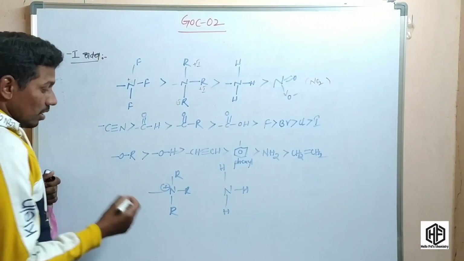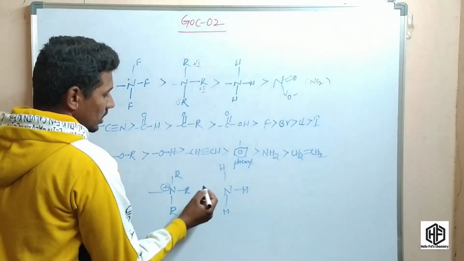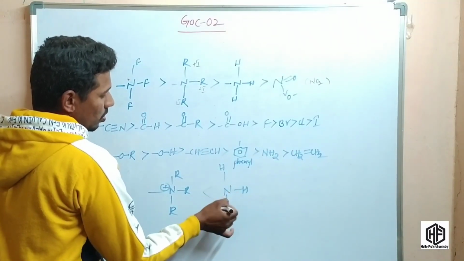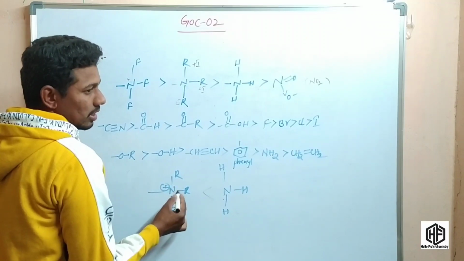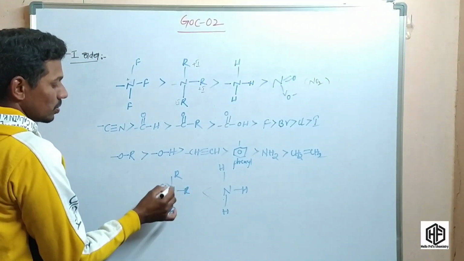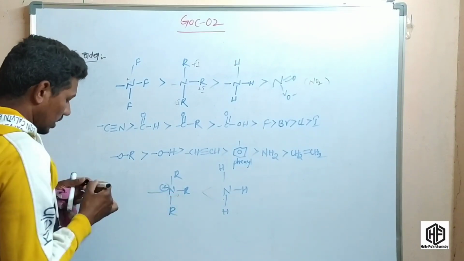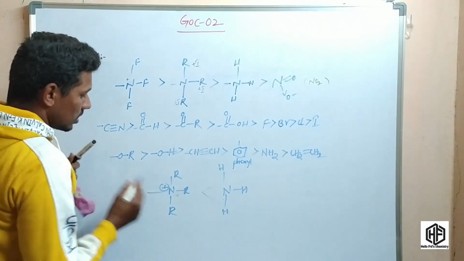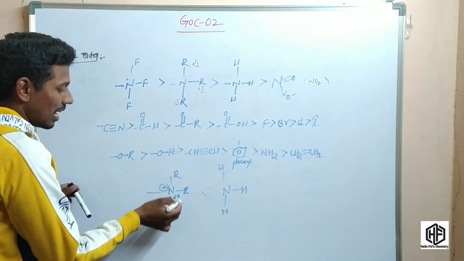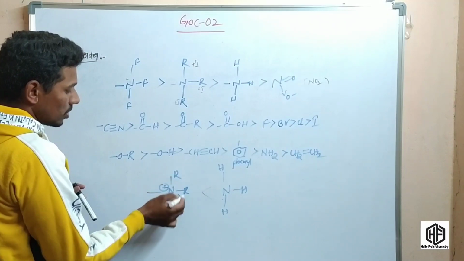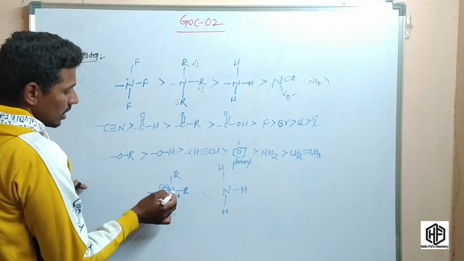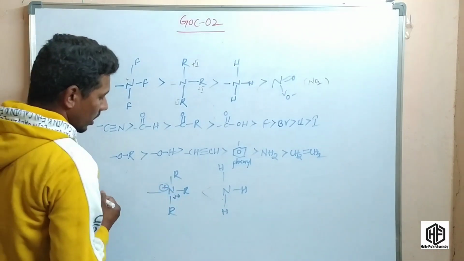But NH3 generally has a higher minus I order compared to NR3, though here the alkyl groups are bulky groups. This is the tertiary nitrogen, which has alkyl groups, and these alkyl groups are bulky. Whenever the alkyl groups are bulky, the bond distance between nitrogen and R is more.